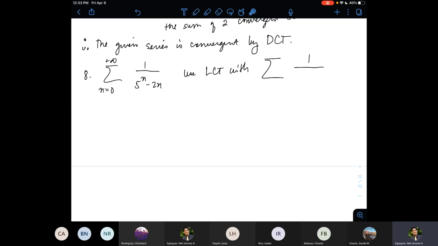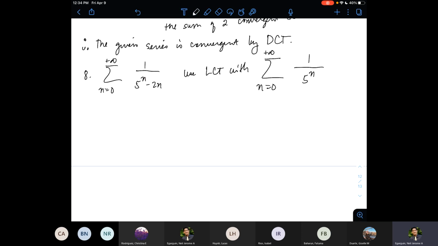But anyway, you just look at what becomes larger, right? When n becomes very, very large, what grows faster? 5 to the n or 2n? Exactly, Christina. 5 to the n grows much faster. Remember our hierarchy of rates of growth? Exponentials will always beat any polynomial, right? So that means the denominator behaves like 5 to the n in the long run. And this would be the testing series that I'm going to use.